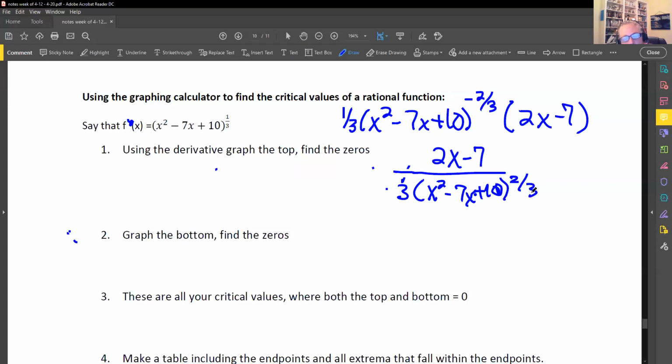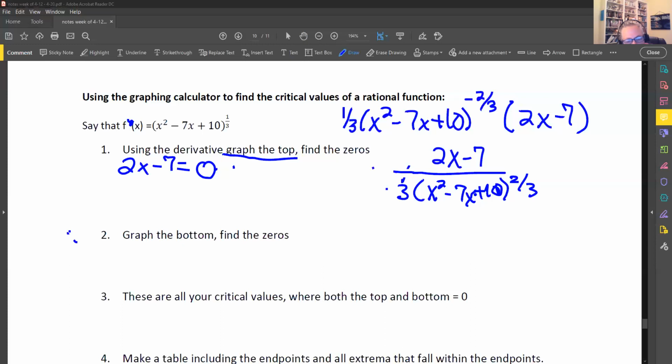All right, so the critical values happen where the top and the bottom equal 0. So if I graph the top, I could do that. I could also just, it's 2x minus 7, so it's not all that difficult. But if I set that equal to 0, well, I'll just do it. I graph that, and it crosses the x-axis. You can verify that it's going to cross at 3.5. So that would be a critical value.